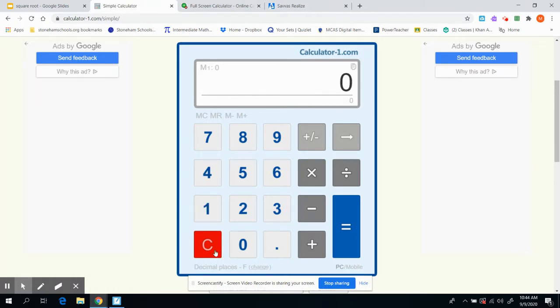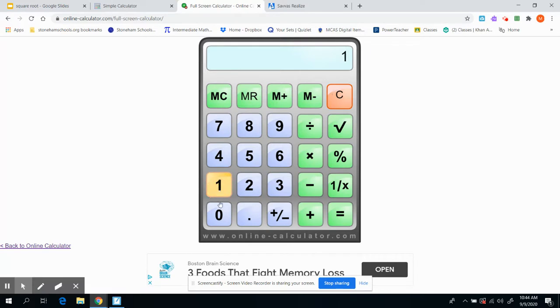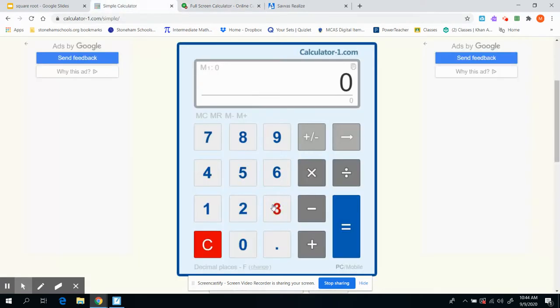All right, I'm getting a little frustrated. I'm going to use a different calculator that has a square root button. I just want to know what the square root of 10 is. Wow, that's a lot of decimal places there, right? So if I multiply this by itself, it should equal 10. I'm going to check that.